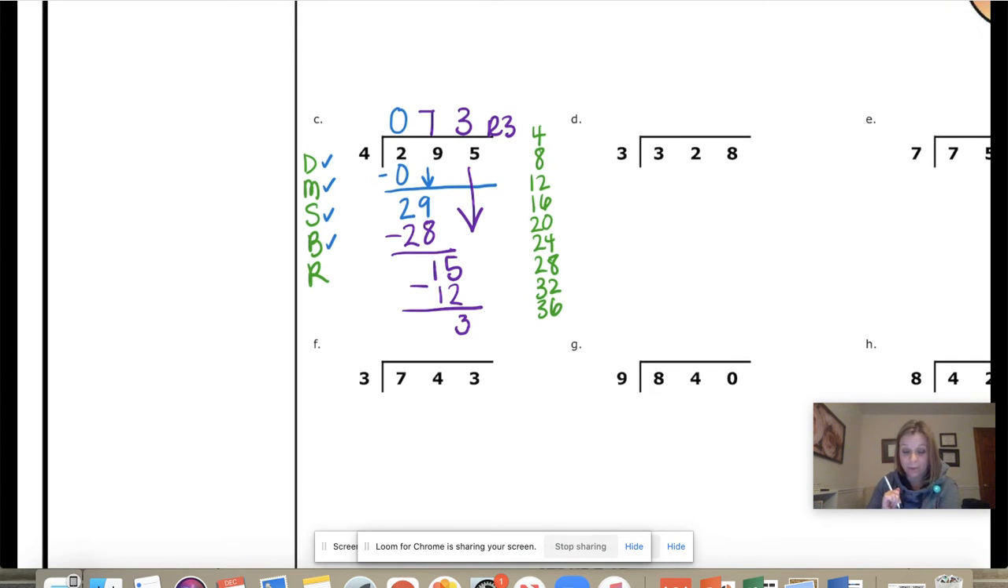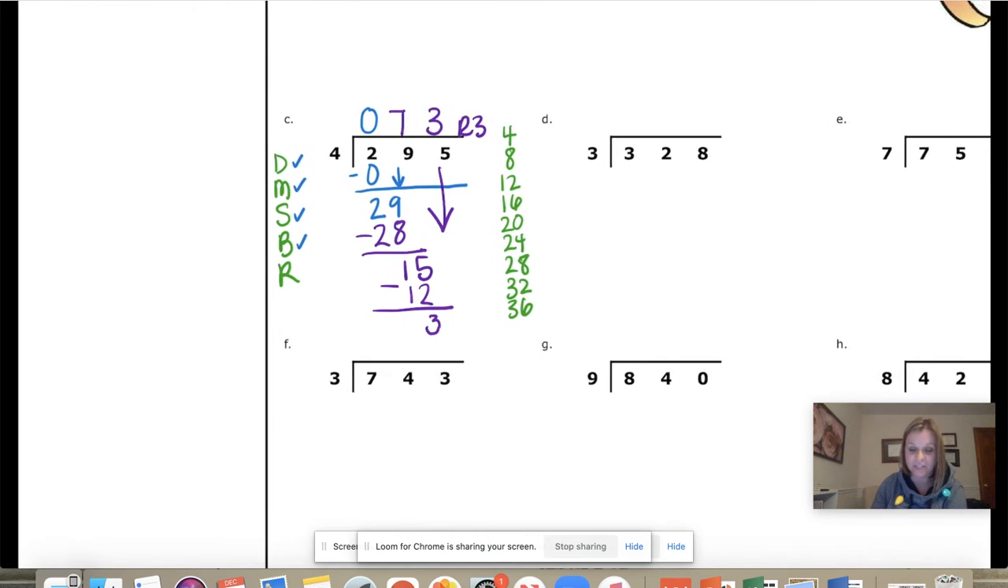Okay, check your work with my work. Did you get 73 remainder 3? If you didn't, pause again and check and see if you can figure out where you made your mistake. If you're really stuck, raise your hand for help. Okay, are you ready to move on to the next problem?